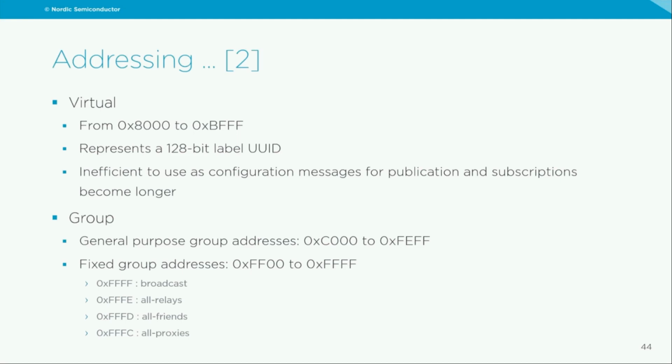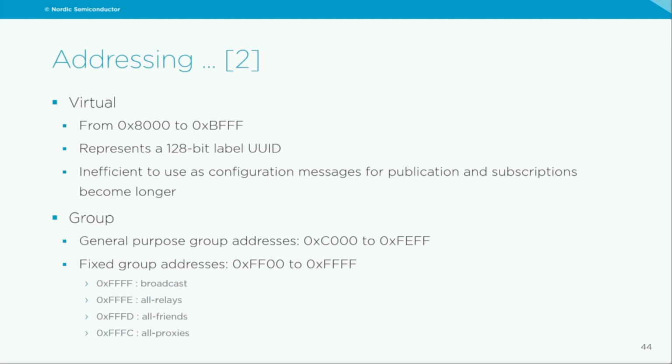The third type of address is a virtual address. It represents a 128-bit label UUID. It is inefficient to use this address for configuration messages, for publication and subscription settings, because they become longer. Group addresses are most commonly used multicast addresses. They range from C000 to FEFF.